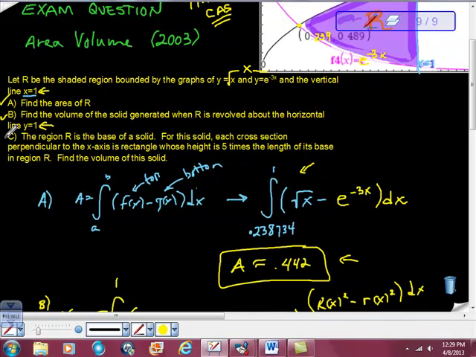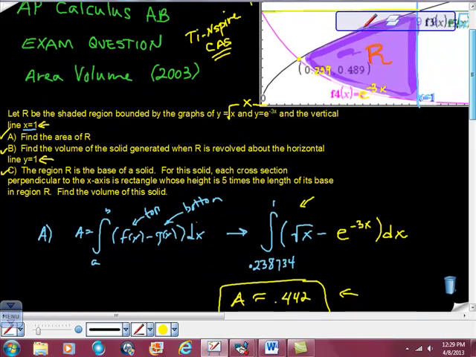And that leaves me with part C, which is actually really easy. It just sounds like hell, but it's not bad at all. It says the region R is the base of a solid. For this solid, each cross-section perpendicular to the x-axis is a rectangle whose height is 5 times the length of its base, blah, blah, blah. And you're like, what in the hell are you talking about?